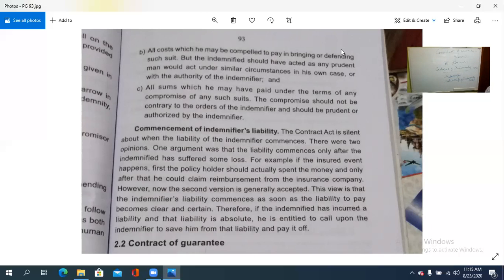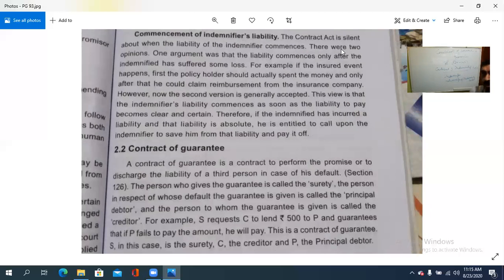Then next topic is commencement of the indemnifier's liability. How an indemnifier is liable to be indemnified, how he is liable, or on what extent he is having liable, or where it starts, that we will look into. The Contract Act is silent about when the liability of the indemnifier commences.